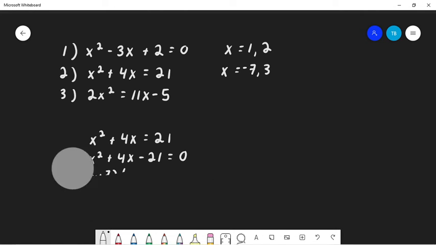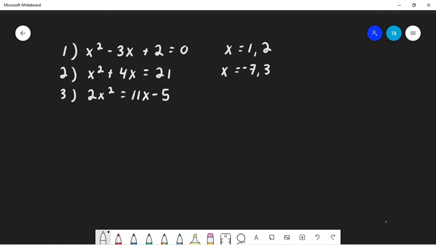All right, let's erase that. Okay, now let's try number 3. So we have 2x squared equals 11x minus 5. And again, first step, just move all of the terms in the equation to one side and set it equal to 0. So I'm going to subtract 11x minus 5 on both sides. So the equation would now be 2x squared minus 11x plus 5 equals 0.